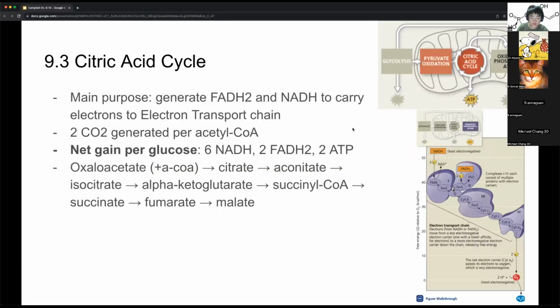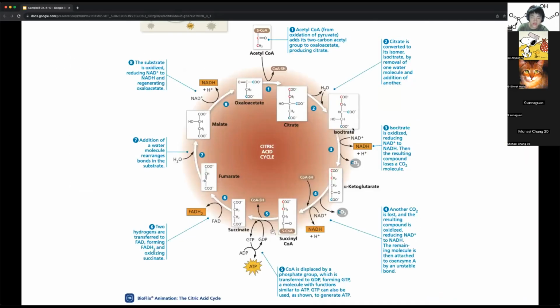Yeah, here's the graph. I don't know why Angela put that there, but here's the graph.